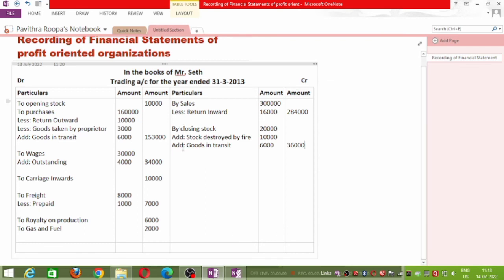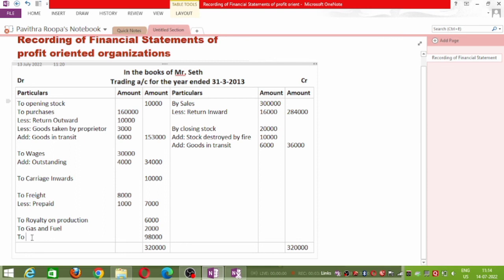Now we should see both the side amount totals. Here we can see the credit side amount is higher, that is 3,20,000. So on both sides we have to write 3,20,000. Total amount is 3,20,000. And from this 3,20,000 we have to deduct all this amount. Okay, the difference amount is 98,000.